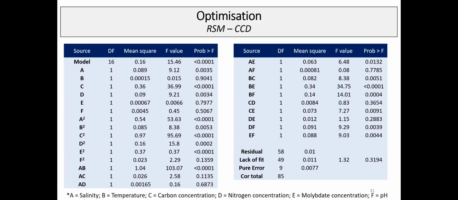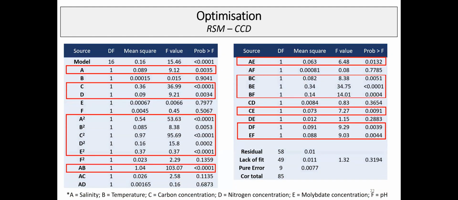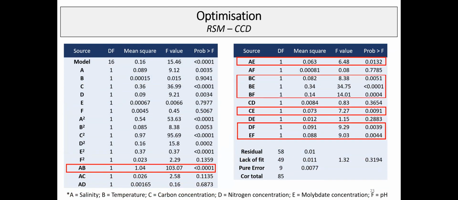This is the ANOVA table for the RSM, in which the model as well as the lack of fit show that the model is very significant. The R square is above 0.85, which means that the model and the CCD are acceptable and can be used for further application. A probability value less than 0.05 shows significant parameters. The most important part is the interactions between 2 factors, highlighted in the red box. There are 8 significant interactions that have been shown to be highly significant.